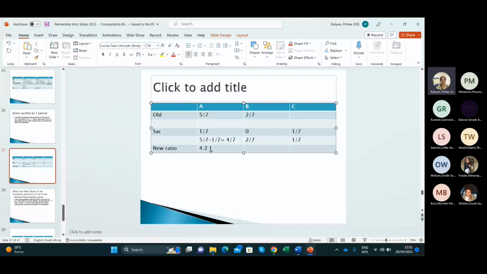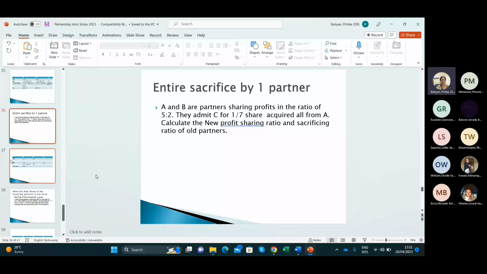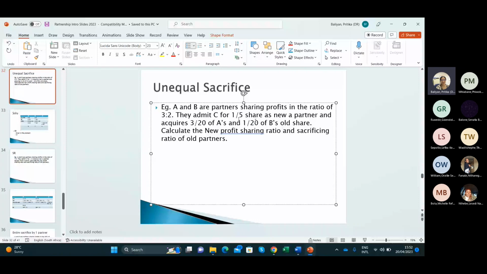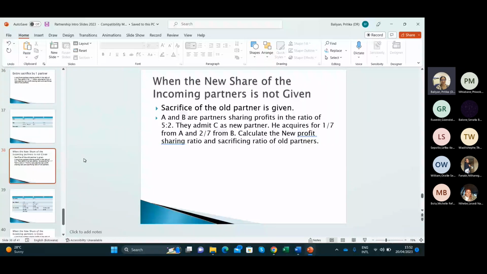And the last one, when the new sharing of the incoming partner is not given. Like in the previous examples you have seen that the new partner was admitted with a share of 1/7, or here 1/5. But sometimes we don't know how much share the new partner is given. In that case, how do we determine the new profit sharing ratio?